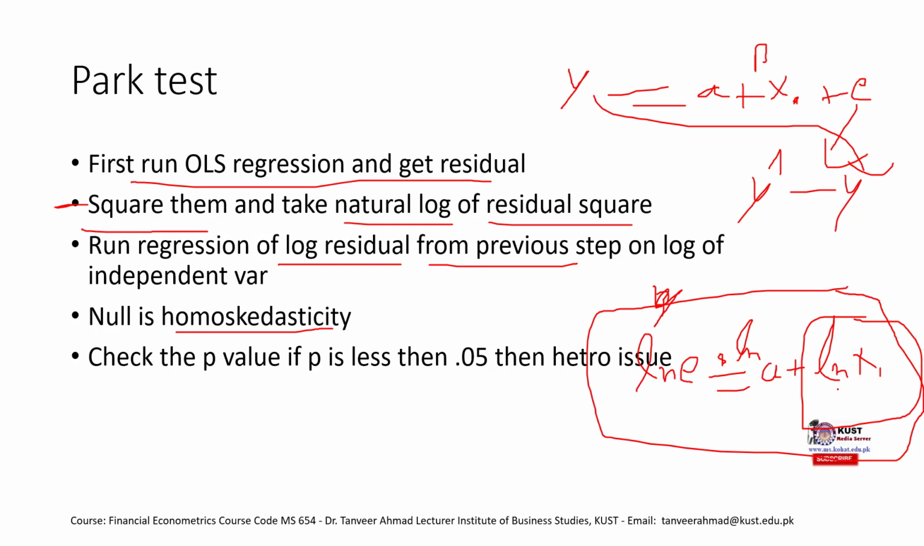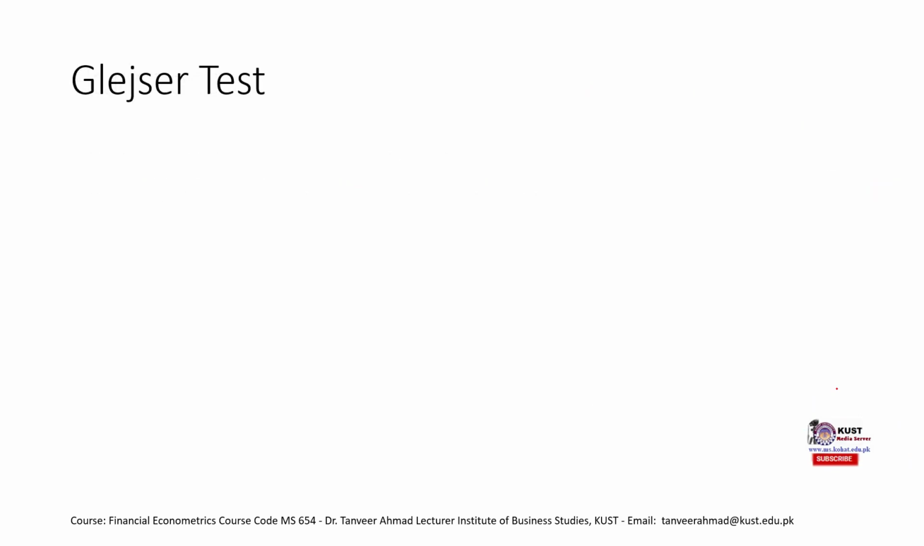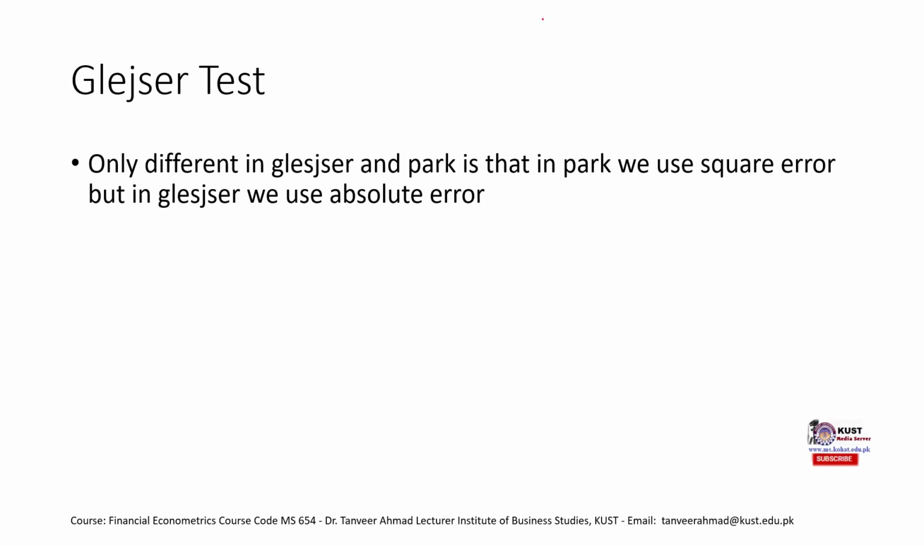Right? So the Park test is nothing but we have a main regression, and then we have some functional form. We convert the values using some functional form, and then we have an auxiliary regression and we test it. Similarly, the Glejser test is different in one aspect.